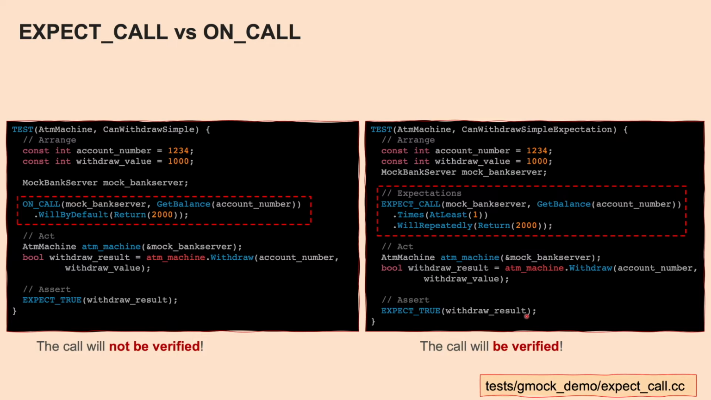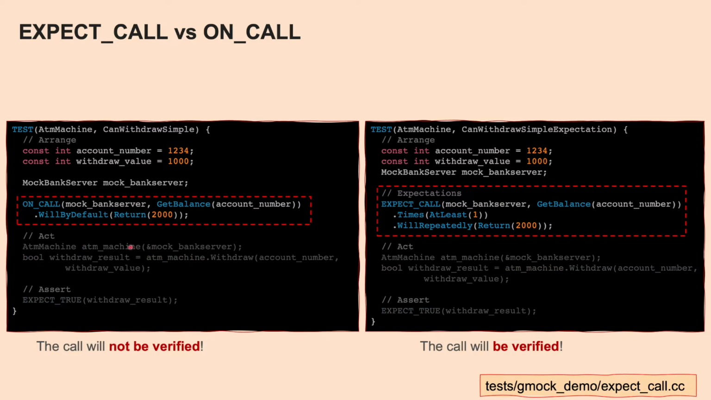What do I mean by this? On the left, we are saying if getBalance was called, return 2000. But if it wasn't, nothing bad happens. It's not the end of the world. The test should not fail. On the right side, we are saying the same thing, but we're saying getBalance should be called at least one time, and if this doesn't happen, the test should fail.